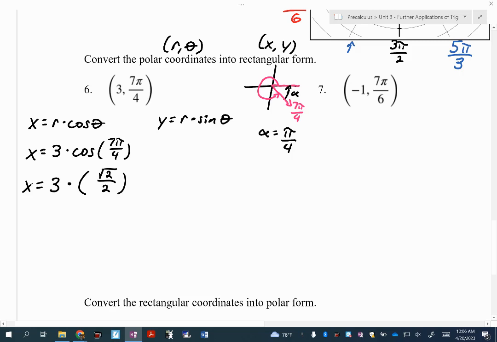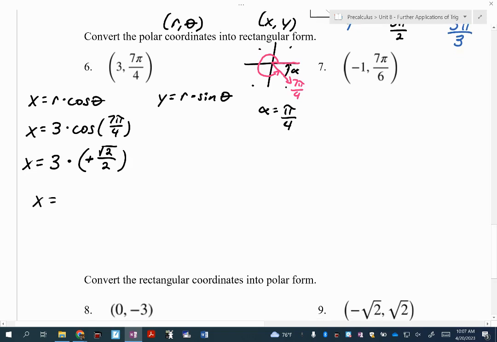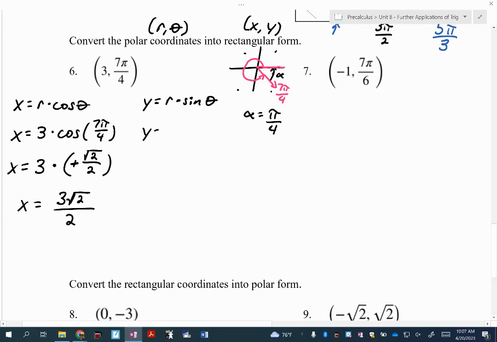But I'm in the fourth quadrant, right? So all students take classes, and C for classes stands for cosine. Because this says cosine, this is going to be positive. So my x-coordinate is going to be 3 times the square root of 2 over 2. Let's do the same thing for y.